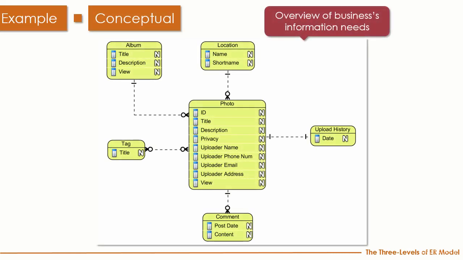The conceptual model. This is a very simple conceptual model of our example, the photo album software. It gives an overview of the business information that is needed. So we have a photo. We need to store the location. We store the album. And you can see one album has multiple photos, etc. It only stores the main concepts.